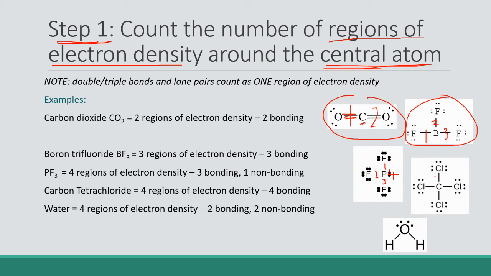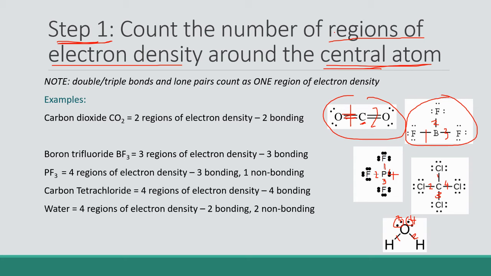This example, carbon tetrachloride, tetra means 4 chlorides around, so the chlorines have all got lone pairs on them, but carbon is the central atom. There's 1, 2, 3, 4 areas of electron density, and they are all bonding. Around water, there is 1 bonding there, 2, 3, 4. So water has 4 areas of electron density, 2 bonding, and 2 lone pairs, or 2 non-bonding. So the first step is to count the number of regions of electron density around the central atom.